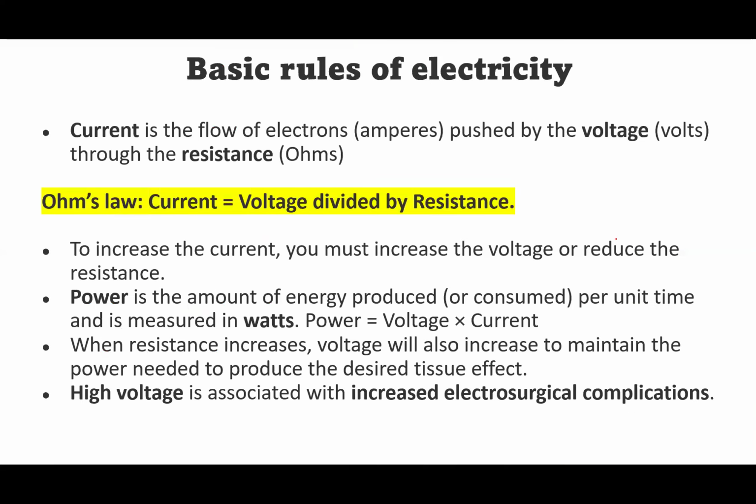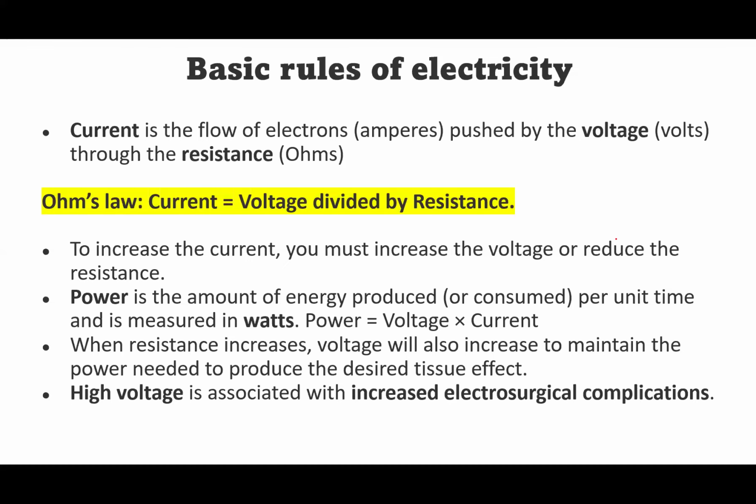Now, current is a flow of electrons. That flowing of electrons is what generates current, and it is measured in amperes. What makes the current flow is the voltage, which is measured in volts. And this voltage drives a current to pass through a body. That body the current is passing through is the resistance, and it is measured in ohms.